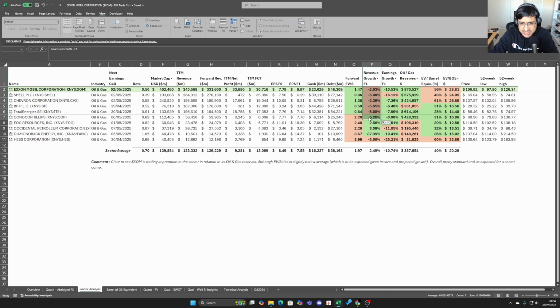What I found quite interesting, however, from this analysis of the sector was revenue growth. Especially for the next coming year, all the oil majors are expecting to see a dip in revenue, which, if you've been keeping up with the oil prices and geopolitics in general, is in line with the expectations, given oil prices have come down quite a bit.